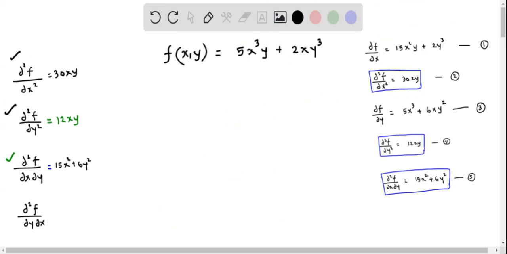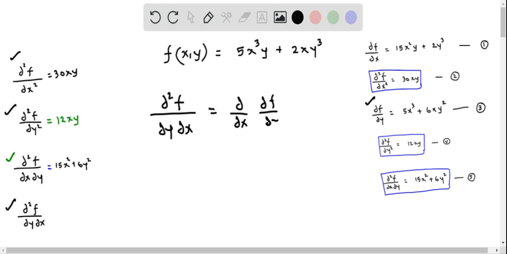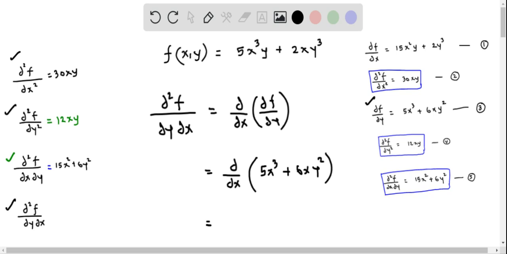We will now determine the partial derivative of f with respect to y first and then x. For that, I'm going to consider equation 3 and differentiate this partially with respect to x. So we write the partial derivative of f with respect to y first and then x, and this equals the partial derivative of f with respect to y first and then differentiate this partially with respect to x. So here we can replace the partial derivative with respect to x of this expression, that is 5x cubed plus 6xy squared, using equation 3. And we are differentiating partially with respect to x, which means we treat y as a constant.